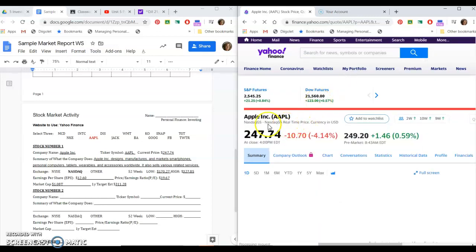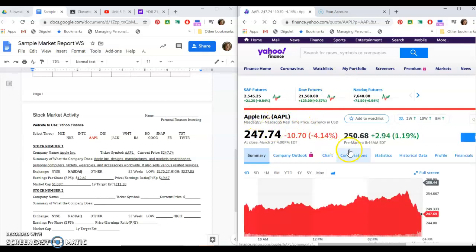And you can see when it loads, I'm going to see quite a bit of different research information regarding the current stock price. So here you can see the company name Apple Inc. So that's what I'm going to write next to my stock number 1. I'm also going to put its ticker symbol AAPL, which is right next to the company's name. Right after that, we're going to watch what its current stock price is. Now, the current stock price is $247.74. However, this is as of March 30th, 2020, before the New York Stock Exchange and the NASDAQ actually open up.